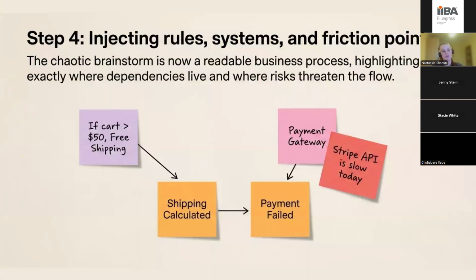And this is the stage where we enrich the model with rules, systems, and some friction points. In event storming language, this means we are bringing in policies, external systems, and platforms, and also hotspots. If you look at the example, maybe we add a rule like you can see on the slide: free shipping is available if the cart is above $50. Maybe we show the payment gateway as an external system, and then we mark a hotspot like Stripe API is very slow today, right? Or payment status unclear.